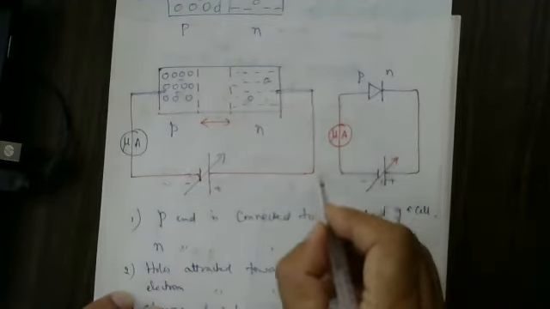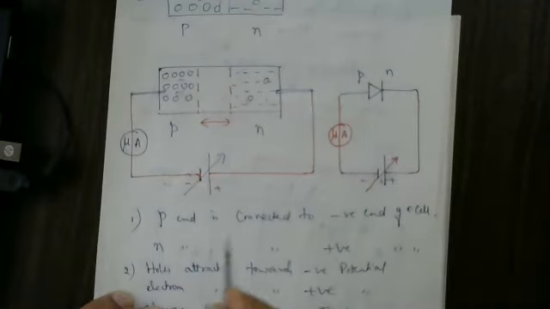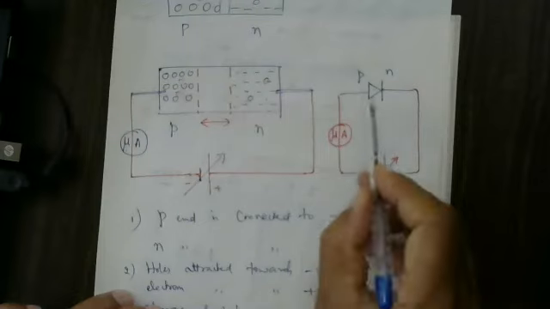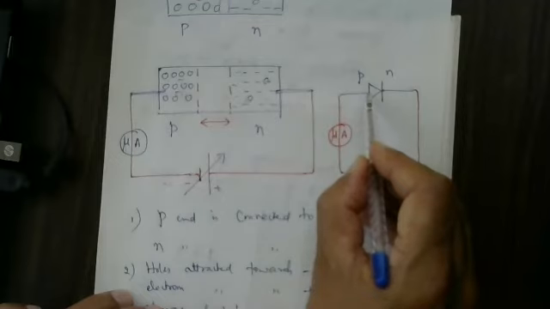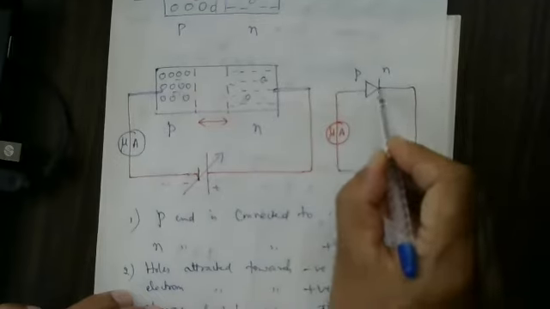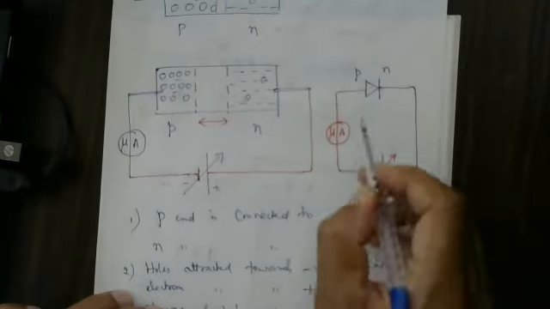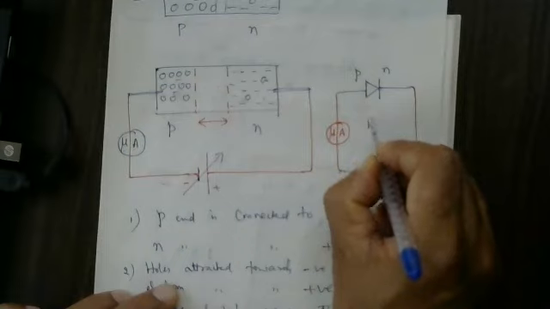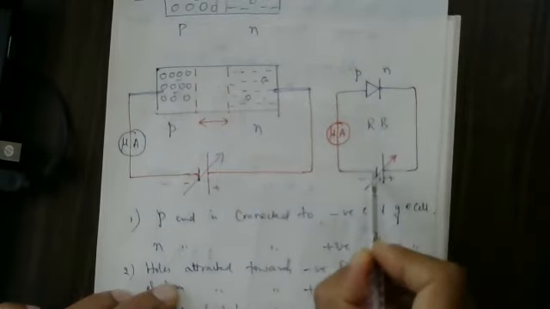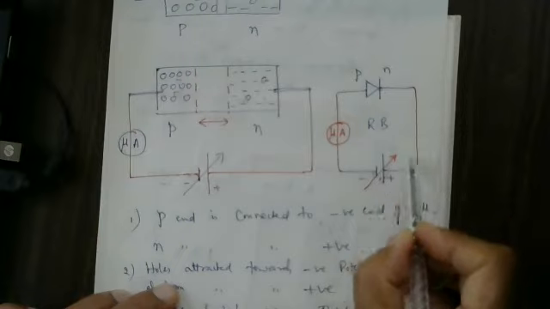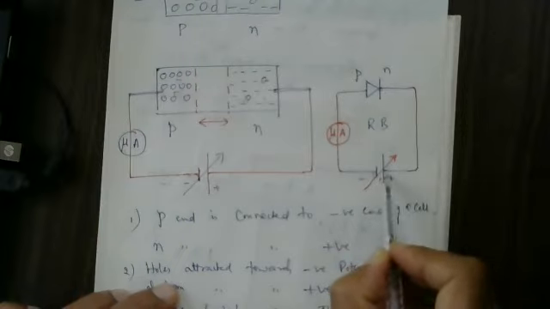No, sir, P is also connected to the positive, N is also connected to the positive. It is not at all biasing. I told you already, biasing means one terminal must be connected to the negative potential, another terminal must be connected to the positive. If P is connected to the negative and N is connected to the positive, this is reverse bias. If P is connected to the positive end here, N is connected to the negative end, that is forward bias.